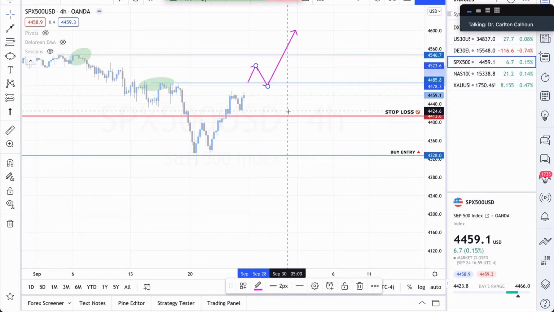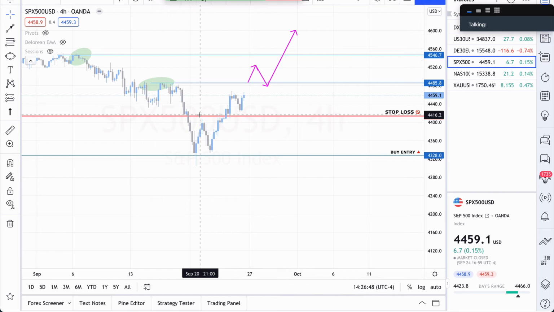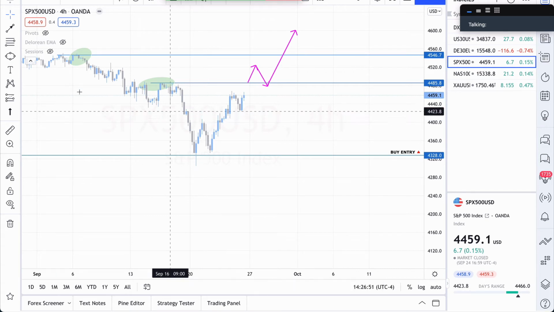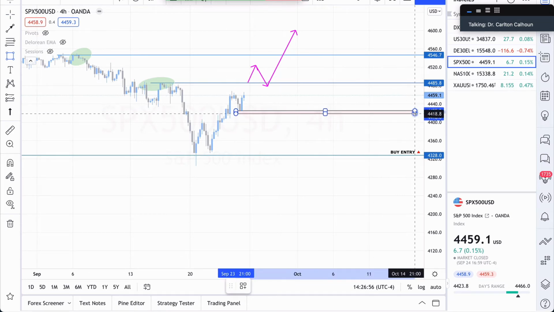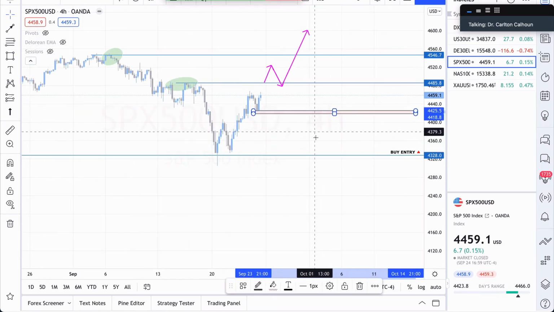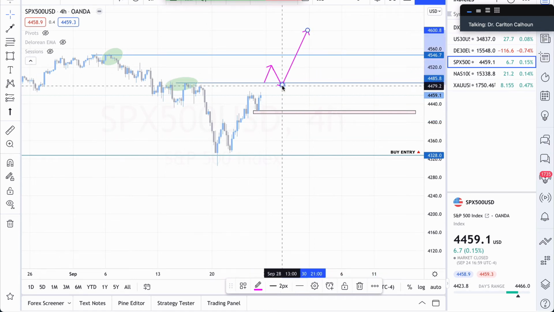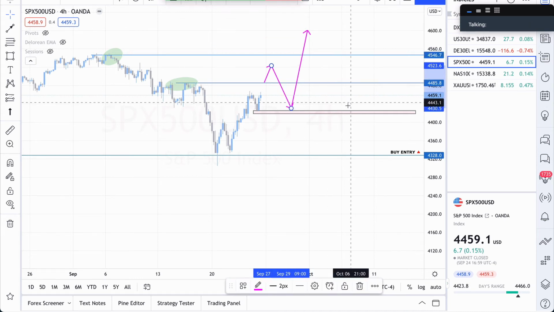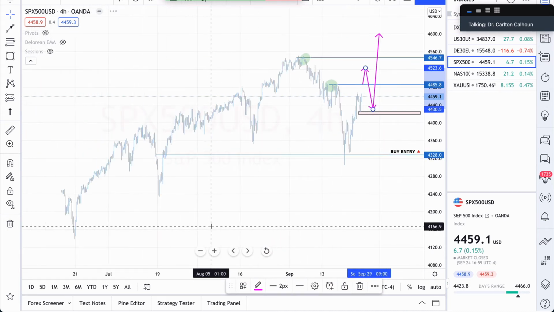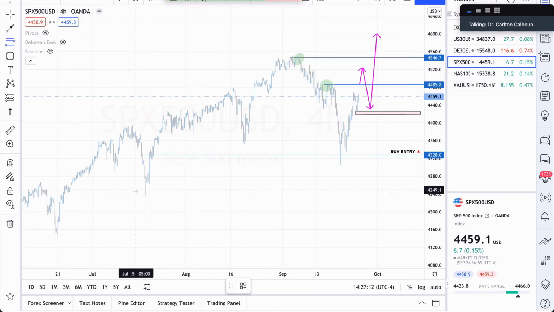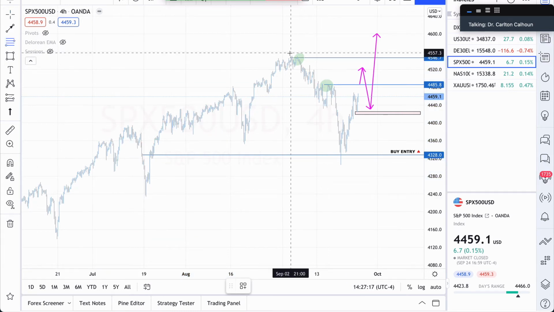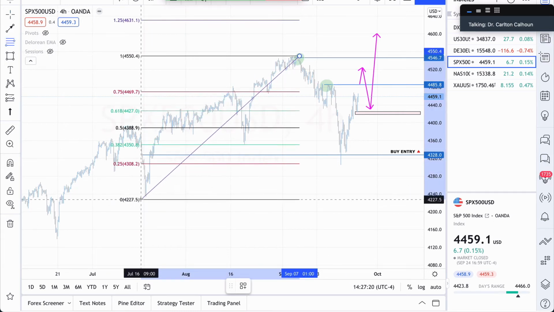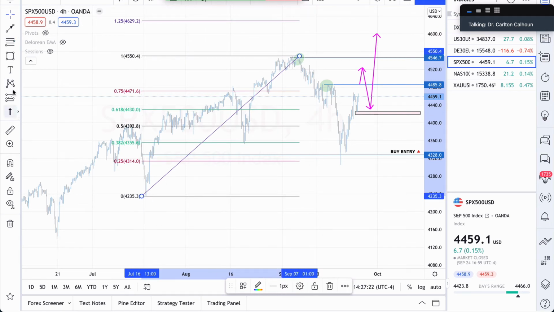But I'm hoping it comes back. I'm hoping it comes back into this area and does not break. If it comes back here and does not break, I'm looking for it to continue up. Let me put my fib back for the target. Let me go the other way. And this is not exact, I'm just putting it up. Here's the target right here.